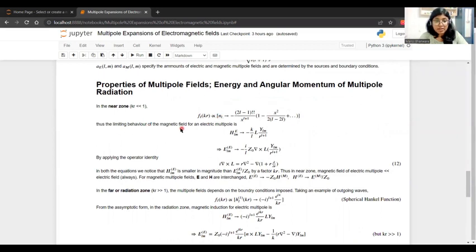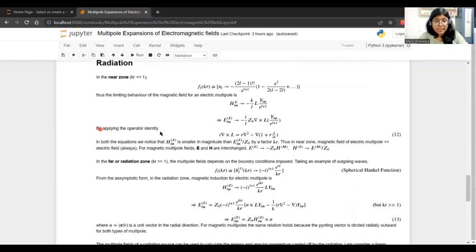Now, the limiting behavior of the magnetic field for an electric multipole is given by this, which eventually leads us to this equation. This is an important operator identity, which if we apply on this expression, we can notice that H_lm is smaller in magnitude than E_lm by Z0 times a factor of kr, which ultimately gives us the conclusion that in the near zone, the magnetic field of the electric multipole is always going to be less than the electric field of the electric multipole.